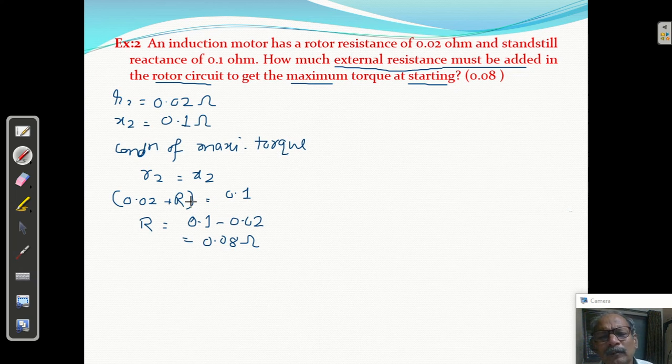Such types of problems an examiner can ask in MCQs. R2 and X2 are given, that is the reactance at standstill. The condition of maximum torque at start is R2 equal to X2, or the condition of maximum torque during running is R2 equal to S X2. By using this you will get R2, that is the additional resistance to be added.